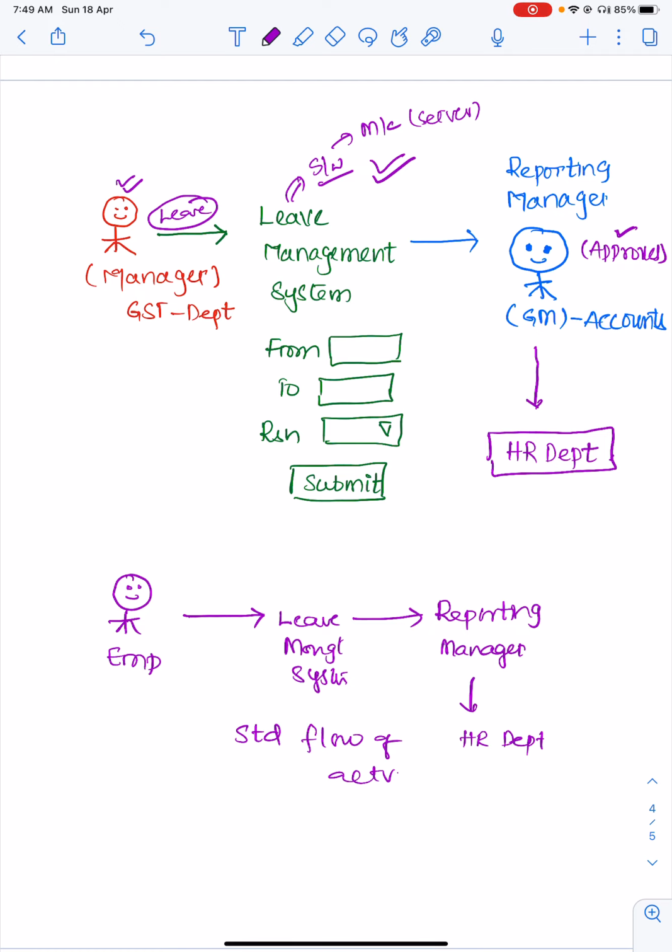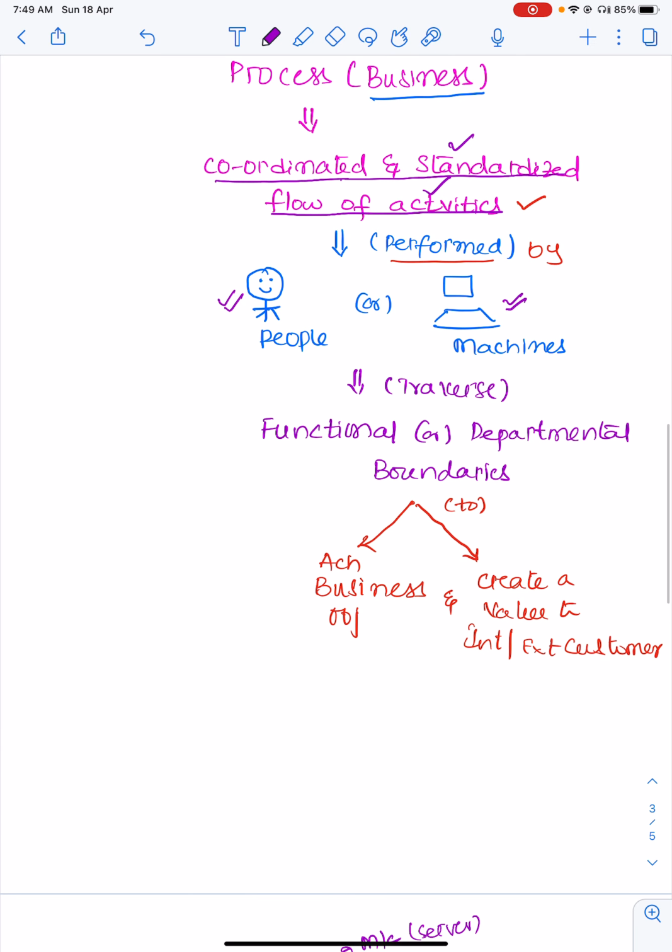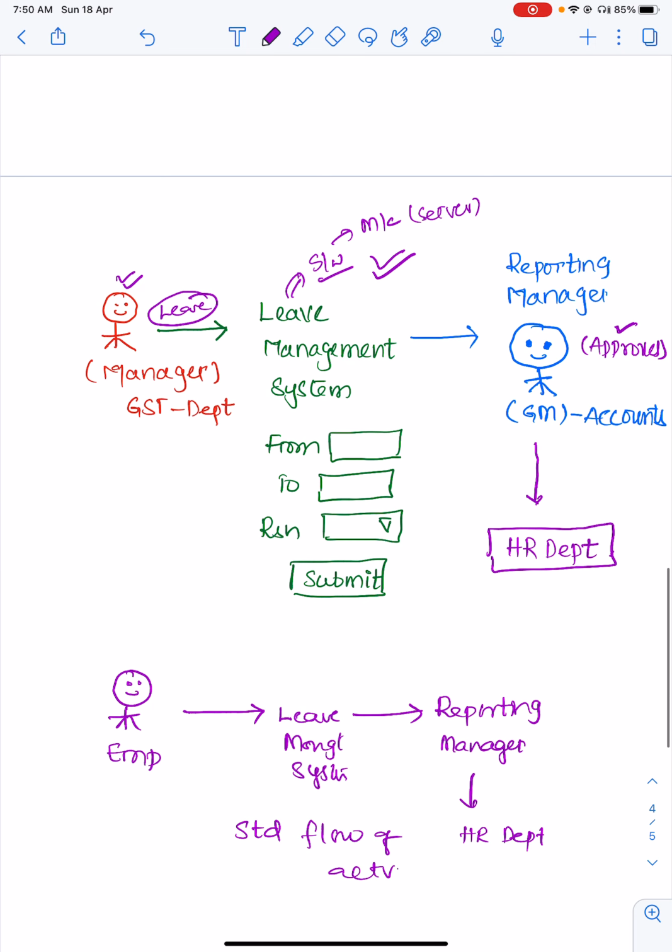So it is nothing but coordinated and standardized flow of activities which are performed by whom? People or machines, and which traverse. What do you mean by traverse? I already told you, flow. What does it flow? Flow of data. We consider it in this perspective as flow of data across functional or departmental boundaries. That means when he gives this data, the data is moving from one department to another department.